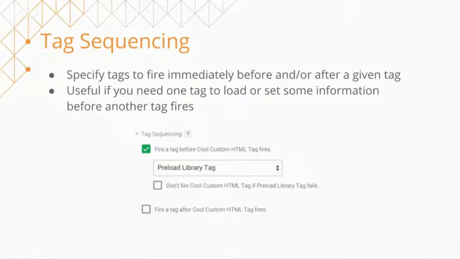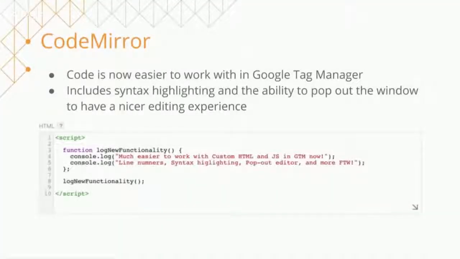The next feature that we want to talk through is code mirror. So with this change to Google Tag Manager, it's now much easier to work with code. This includes syntax highlighting, the ability to pop out the window to have a nicer editing experience, for example, with that arrow in the bottom right. And really just viewing and editing your code in Google Tag Manager should be a lot easier to do now. It's much more like you would expect to edit code in any other program, right? Exactly right.